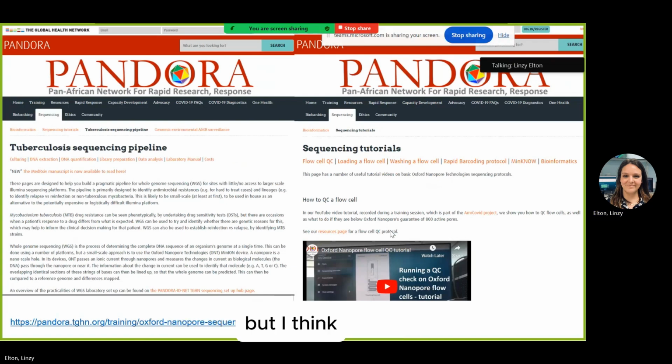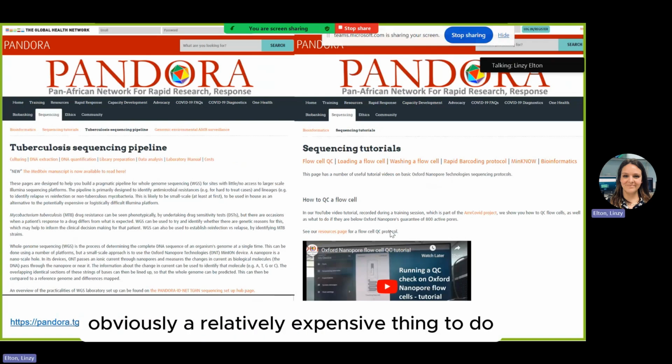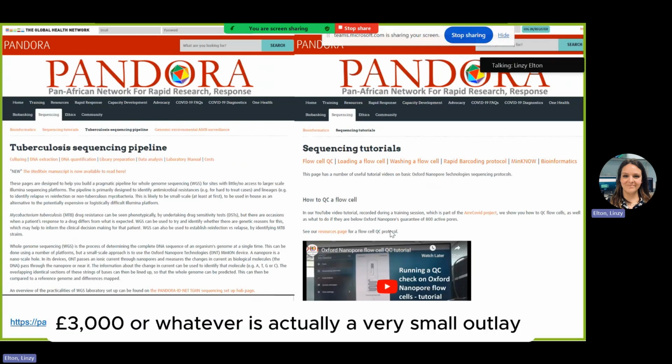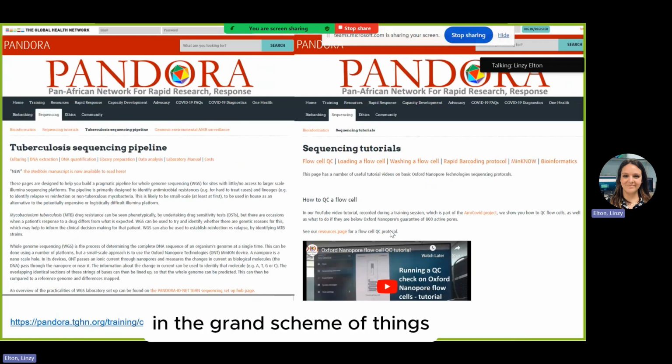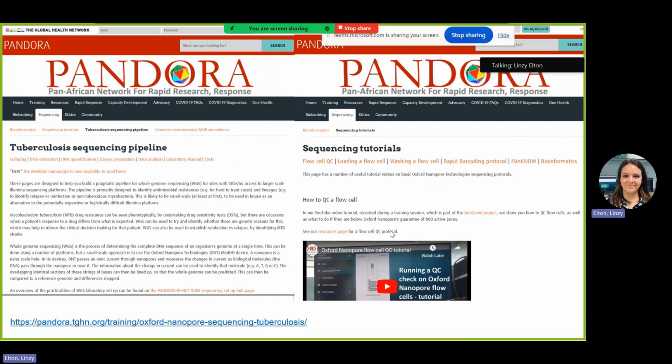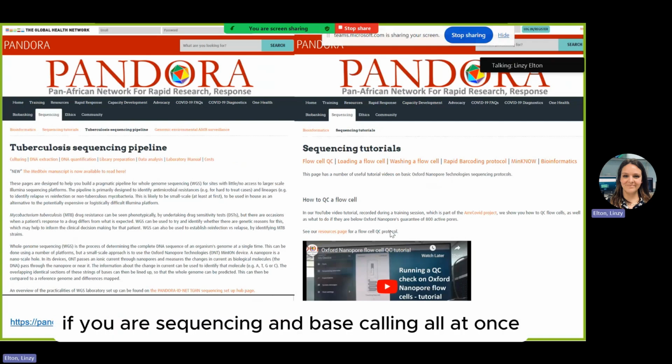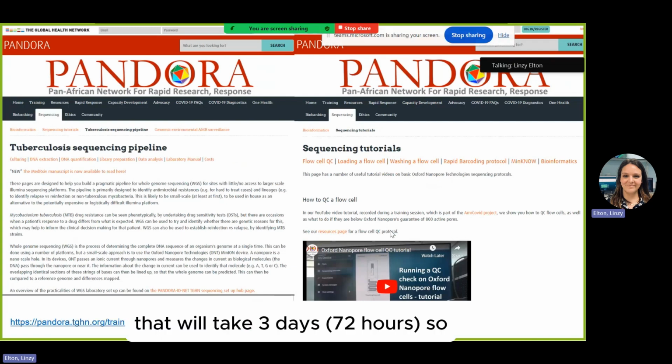But sequencing is a relatively expensive thing to do, so £3,000 or whatever is actually a very small outlay in the grand scheme of things. I think it's very much worth buying the best computer you can. If you are sequencing and base calling all at once, that will take about 3 days.